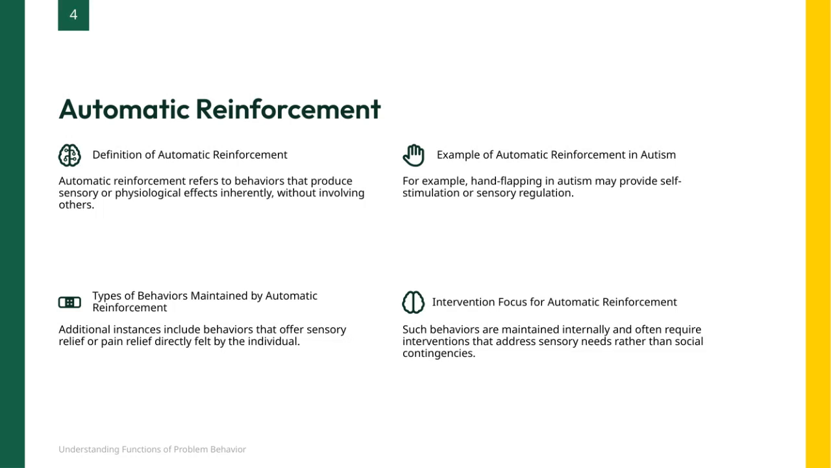Automatic reinforcement refers to behaviors that produce sensory or physiological effects on their own, without needing input or interaction from others. For instance, in autism, hand flapping is a common behavior that provides self-stimulation or helps with sensory regulation. Other behaviors maintained by automatic reinforcement might include those that offer sensory relief or even direct pain relief felt by the individual. Because these behaviors are driven internally, interventions usually focus on addressing the underlying sensory needs instead of relying on social consequences or responses.